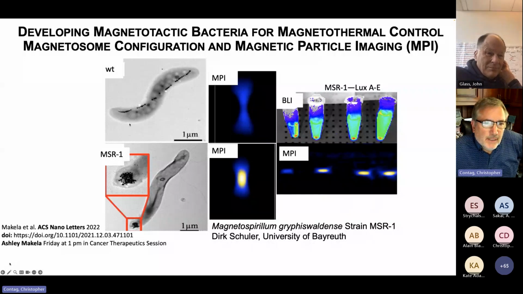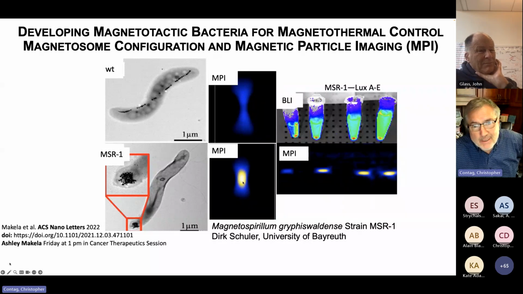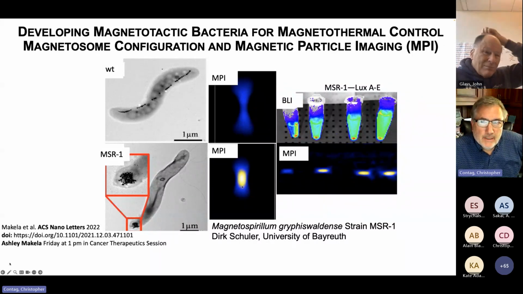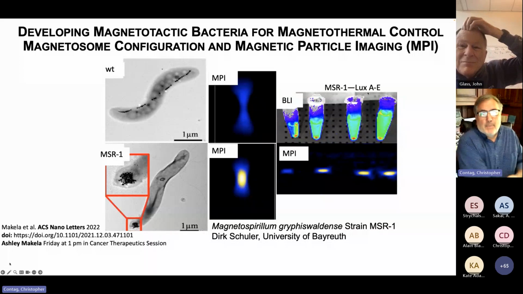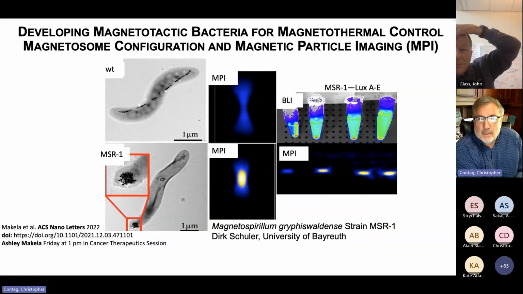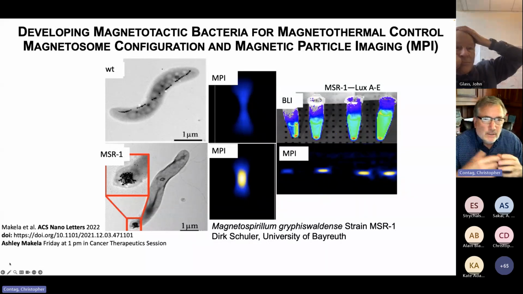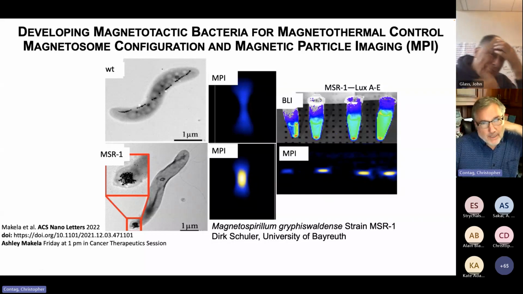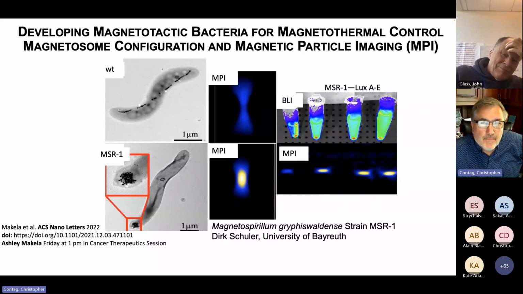We like this because the magnetic particles are all in one cluster. That makes them easier to image by magnetic particle imaging. Magnetic particle imaging is a way of looking at the magnetic properties of particles, and so you get a bright spot on a dark background. We also engineer these bugs to express the LuxA through E operon, the modified luciferase operon from Photorhabdus luminescens, so that we can look at the bugs glowing in the dark. We can look at the magnetic properties. And by alternating magnetic fields, we can warm up these magnetic particles, and we can activate thermally regulated genetic systems.